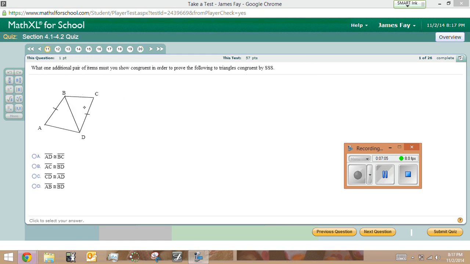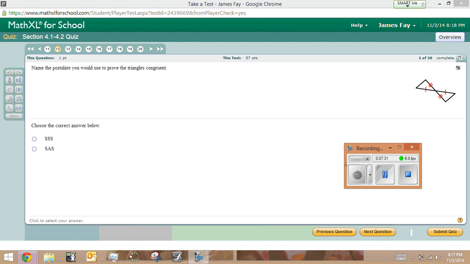Okay, now they want to know, this is the same question we saw on number 9, but now they want to use side, side, side. So we know explicitly AB is congruent to CD. Implicitly we know that BD is congruent to BD. So to show side, side, side, the final thing we would need to know is that side congruent to that side. And that's AD congruent to BC. We need to know that one. It says name the postulate you would use to prove the triangle is congruent. Because that angle and that angle are congruent, side, angle, side.